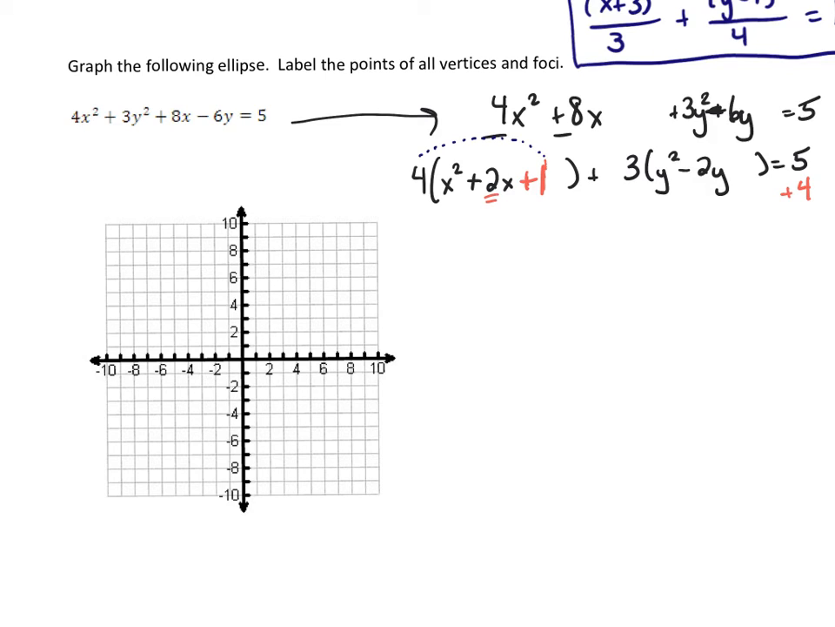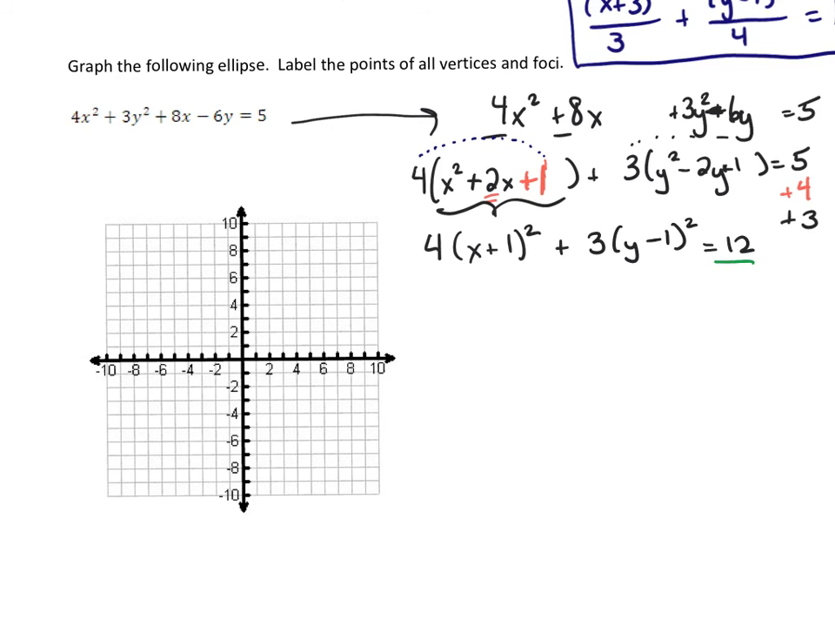Same idea for the y term. I have to add 1. Half of negative 2 is negative 1. Negative 1 squared is 1. But really, that's a 3. So I have to add 3 to the other side. Now, how this benefits me, this polynomial factors, it becomes x plus 1 squared, two things that multiply to 1 and add to 2. Same thing over here, it's y minus 1 squared, and you can kind of see our ellipse take shape. 5 plus 4 plus 3 is 12.